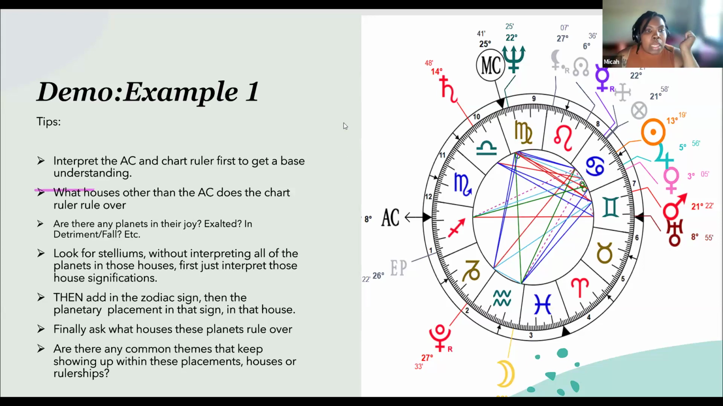The next step is what houses other than the AC does the chart ruler rule over? Jupiter rules over the 1st house, but it also rules over the 4th house, which can be about real estate. It can be about your roots. It can also be about the past as well. Pisces doesn't really have a form, so it's something that is very mystical. It's not seen much, but it can also be a lot about travel overseas.